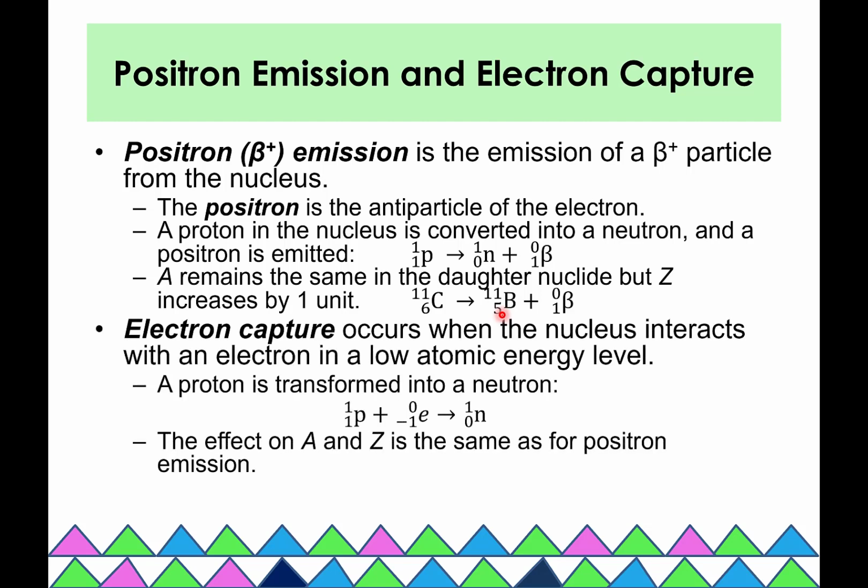Electron capture has the same result as positron emission. Both of them result in a proton being converted into a neutron. Electron capture is when the nucleus captures a low-lying electron, but they have the same effect on the mass number and the charge.